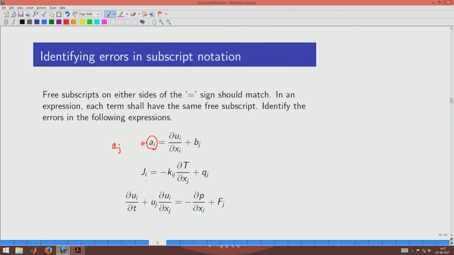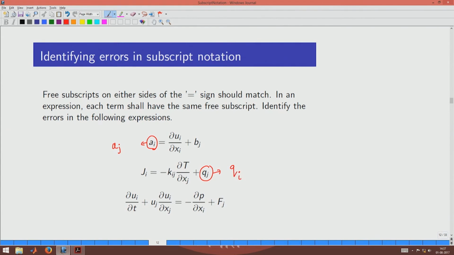The second expression, the first index is i, which is a free index. Then the second term, the j is matching, so j is a dummy index, i is a free index, but the third term j is a free index. So, you have got free index as i on the left hand side, on the right hand side the first term it is i. So, we can correct this to make it also i, and then the expression will be valid. So, you can see that in each term the free index is i.